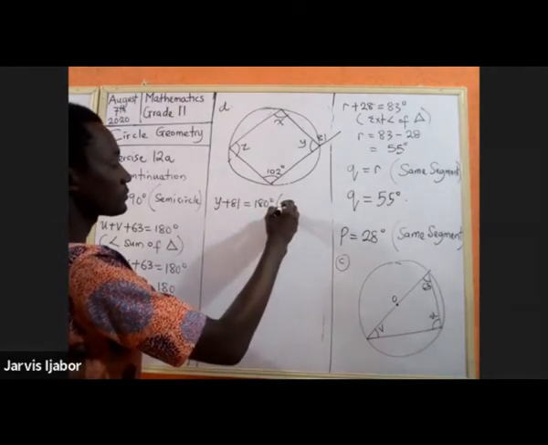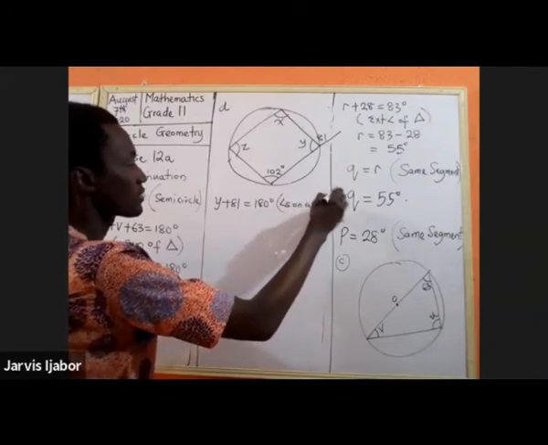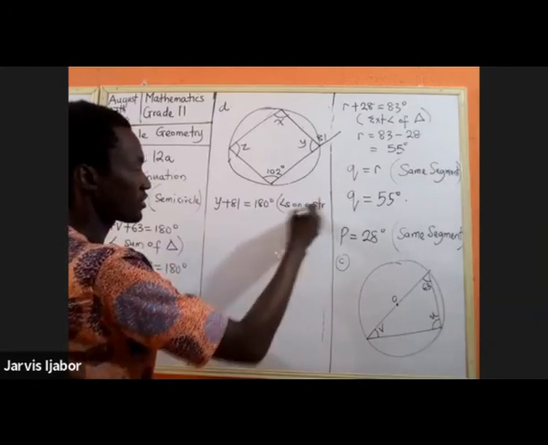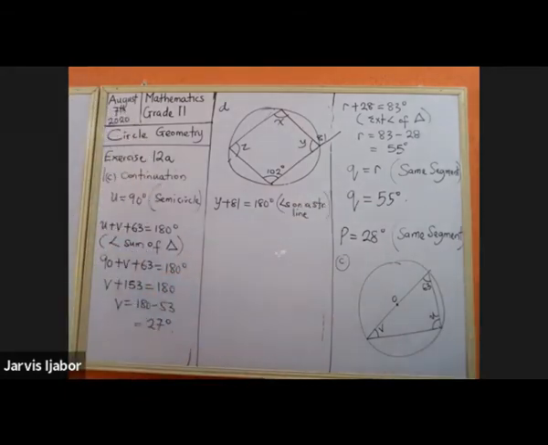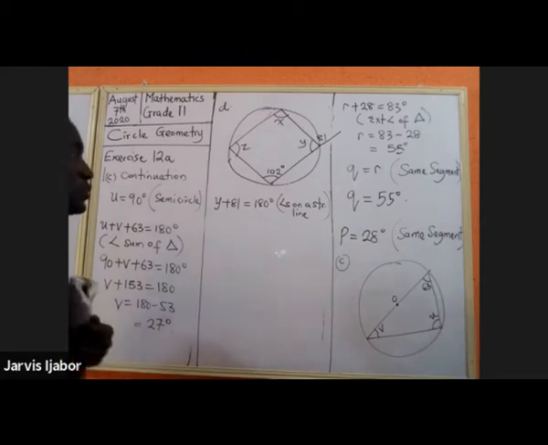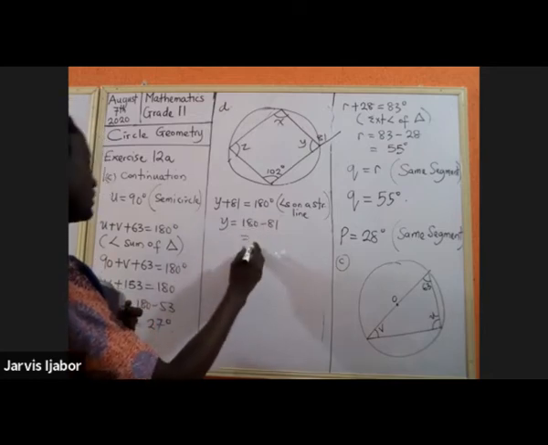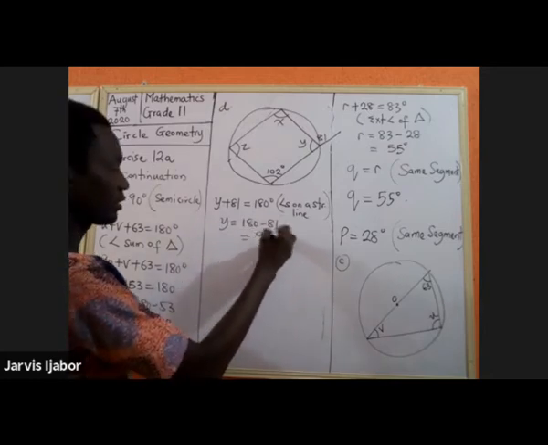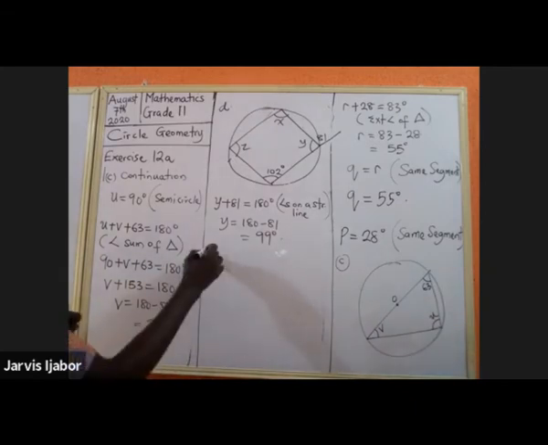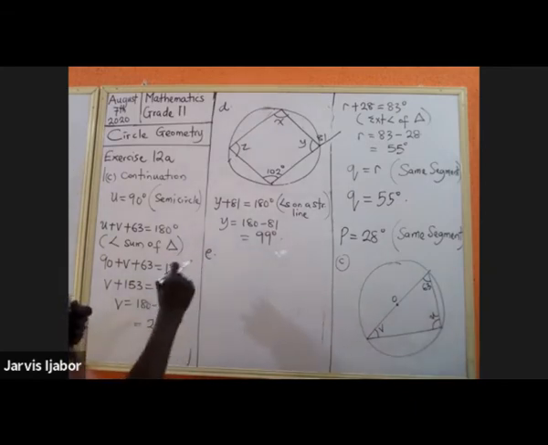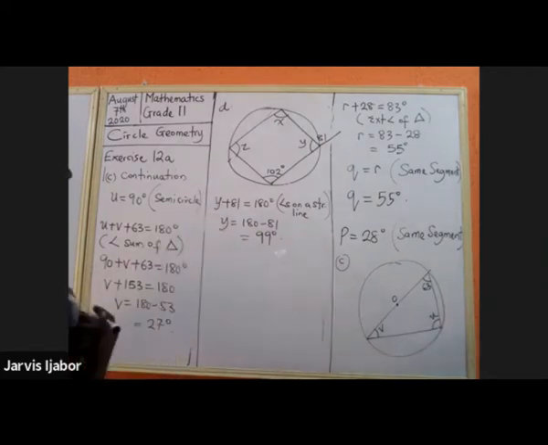What's the reason? Angles on a straight line. Please take note of the way the symbols are written. You can write it in full if you want to. So Y will now be equal to 180 minus 81, and that will be 99, I think. Please always confirm if the addition and subtractions I'm doing are in order. So that's for the first one.